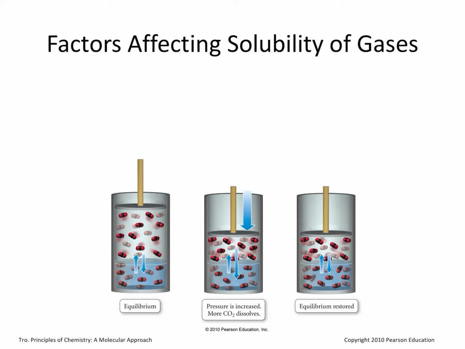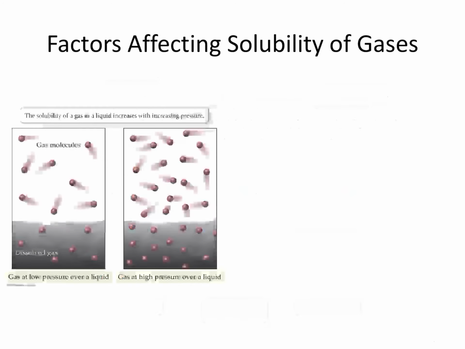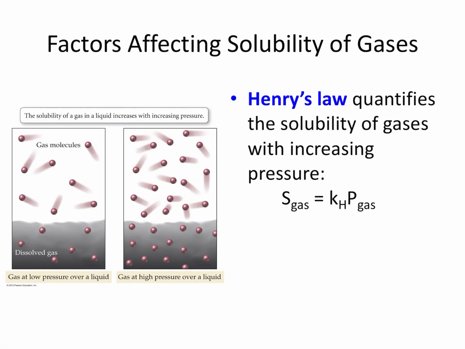So now in our second cylinder, the pressure of carbon dioxide increases, causing the rate of molecules entering the solution to go up. Because you have less space, the pressure increases, so more molecules are going to go into the liquid. So the number of molecules in solution increases until equilibrium is reestablished. Now in the third cylinder, you can see that this process will continue until the equilibrium is reestablished.